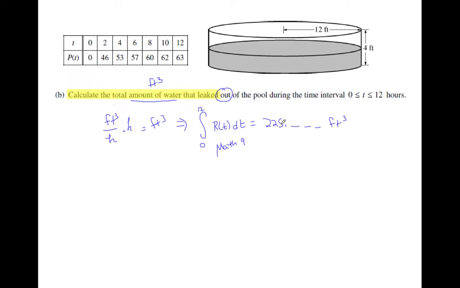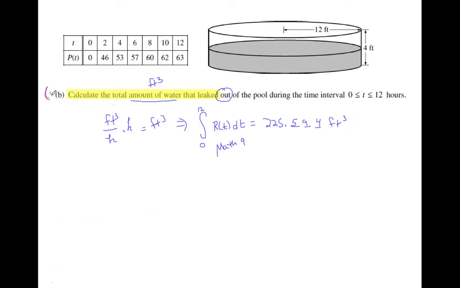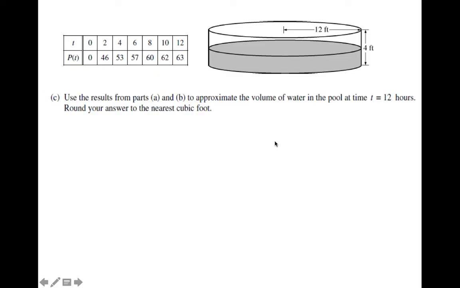Now let's look at part B. Calculate the total amount of water. So once again, they're not asking me for a rate. They're asking me for the total amount of water. That would be in cubic feet. So I'm given cubic feet per hour, and I want cubic feet, so I need to multiply by hours, which means I need to integrate. Who am I integrating? The out function. Who's the out function?